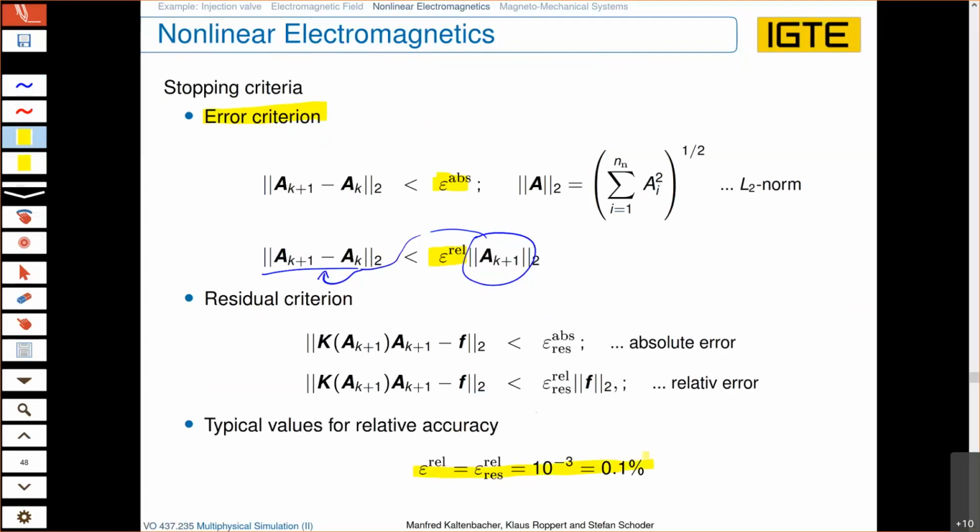And please consider this is not the relative difference in each of your unknowns, so the vector potentials along the edges you are computing. You sum them up and at the end you take the square root. So 10 to the power of 3 is already quite strict, but if you have enough time to wait for the solution, it is a value which you should really use. Okay, so in this sense, for using the error criterion, you should use, as shown here, the relative norm and choose as a stopping value for this epsilon something like 10 to the power of 3.